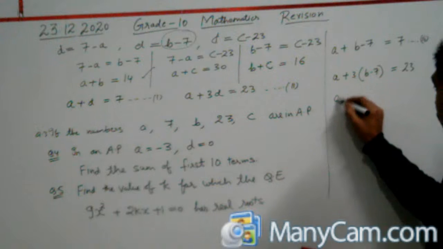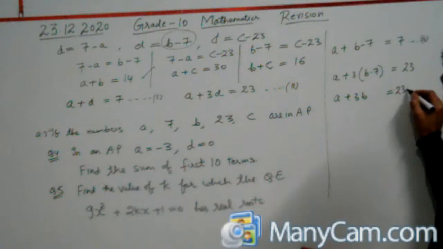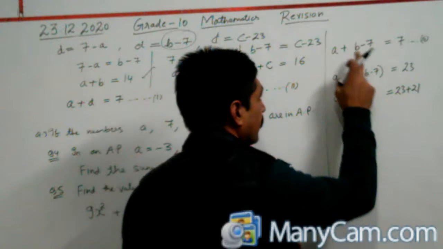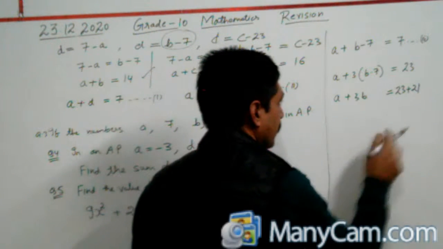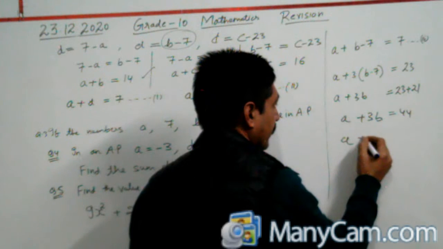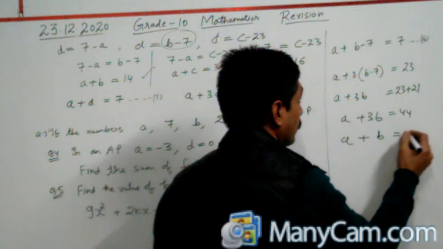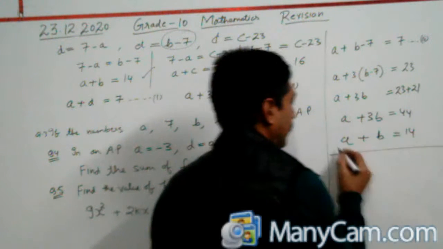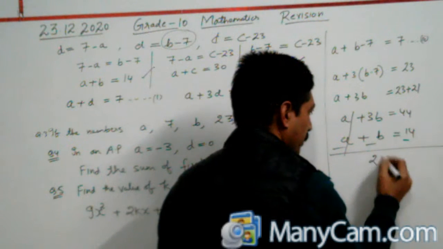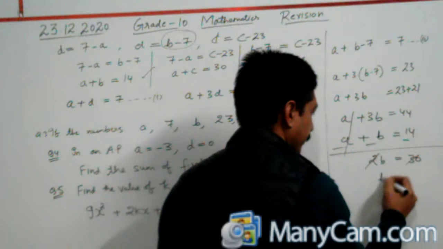So I have here a plus 3b minus 21. So here 23 plus 21. So we have now two equations. One is fourth one, and here is 44, a plus 3b. So we can eliminate a plus b is equal to 14. So when we eliminate, a and a can get cancelled, minus minus. So here it is 2b is equal to 30.